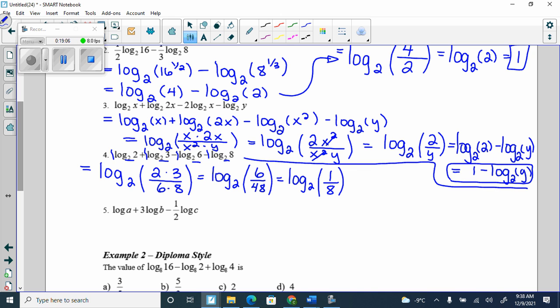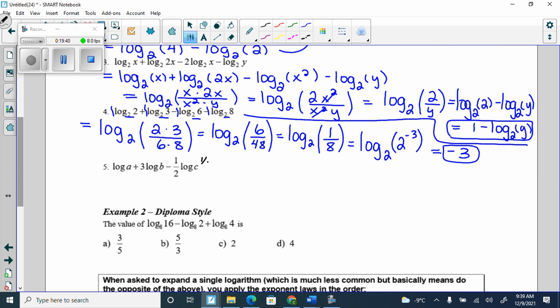Let me show you a different color here. So I can get log base 2 of 2 to the negative 3. Because your answer is just negative 3. Because 2 to what power, or 2 to what exponent, is 2 to the negative 3? Negative 3. So whenever this base and this base are the same, your answer is the exponent. So it's log 2 to the negative 3, your answer is just negative 3.